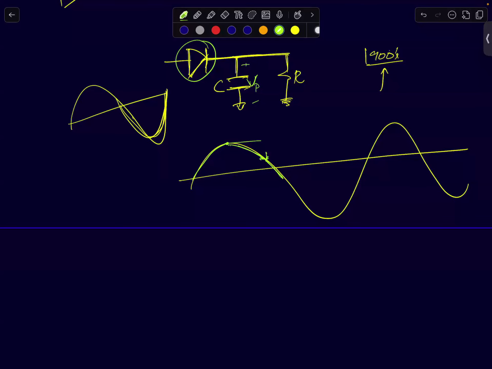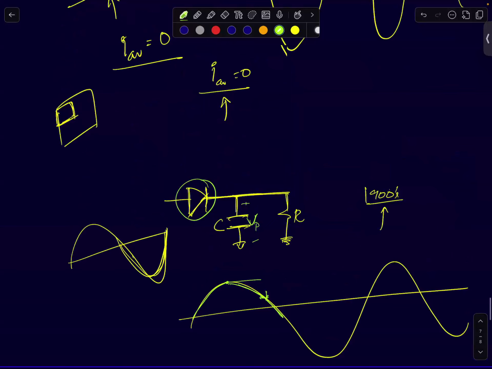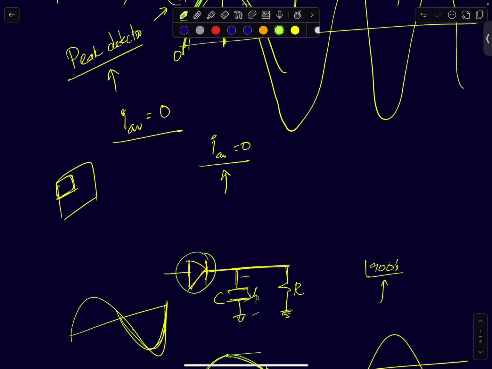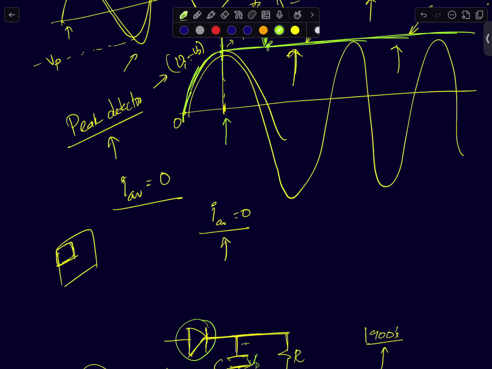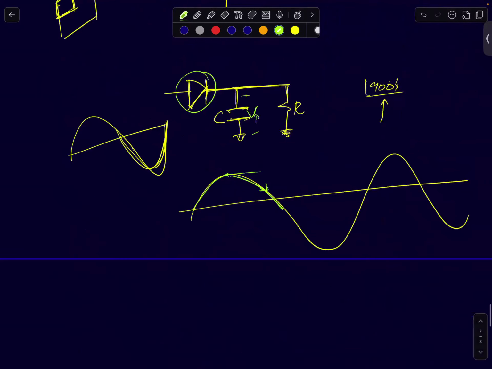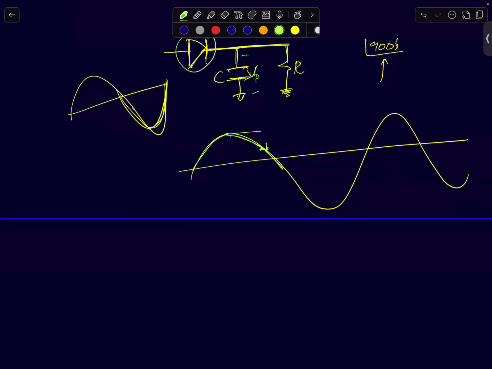One of you is asking me a question. When I use the word peak detector, am I finding the time at which the peak is achieved? No, here peak means it's a peak voltage detector. The meaning is that it's measuring the peak voltage of the signal. It has nothing to do with the time of arrival. So it's just nomenclature.